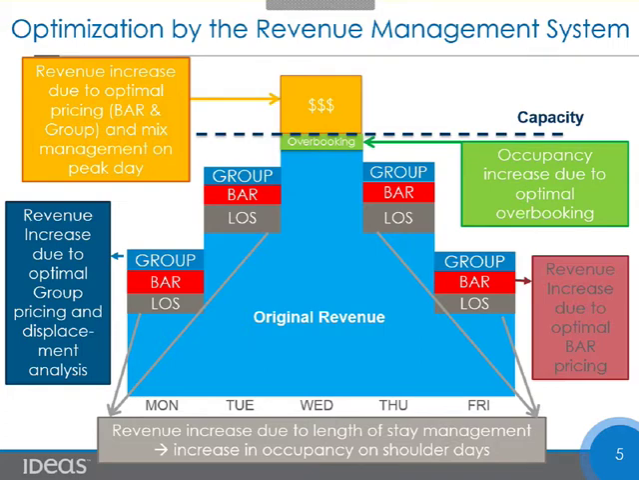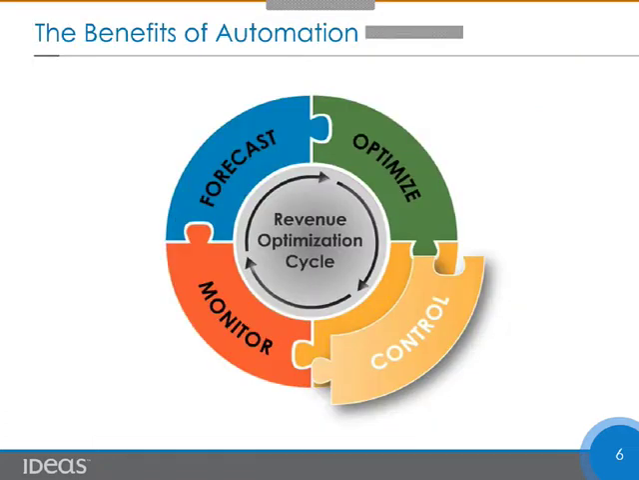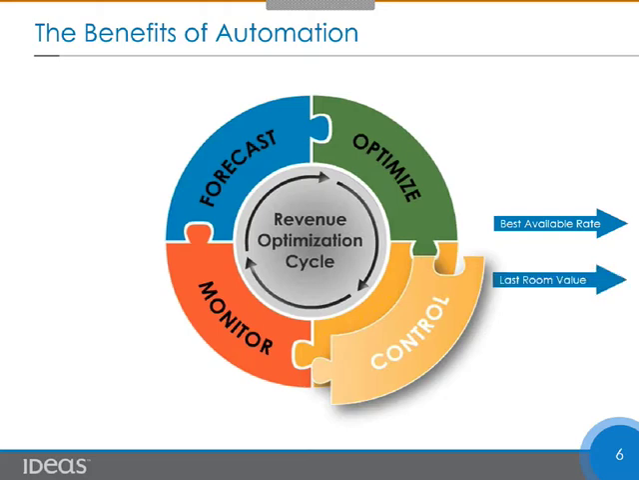The outcome of an optimization are the controls that are produced. These controls are the best available rate for your retail business, the last room value, a hurdle that controls the rate product availability, overbooking decisions to get you closer to sellout, and last but not least, pricing and displacement analysis for your group business. Let's talk about each of these a bit more in detail.